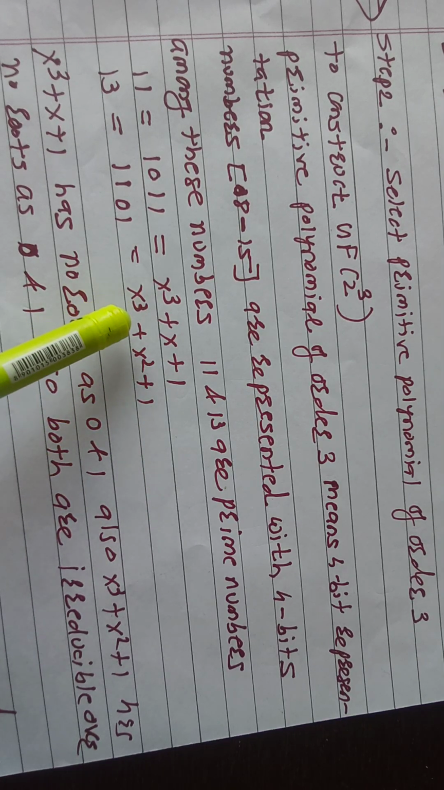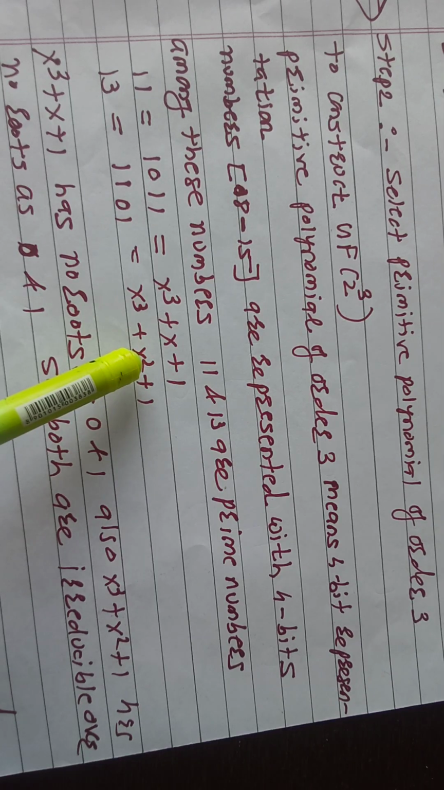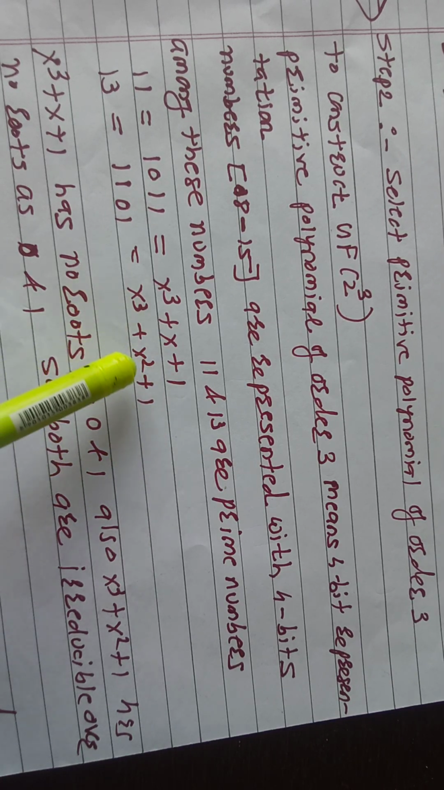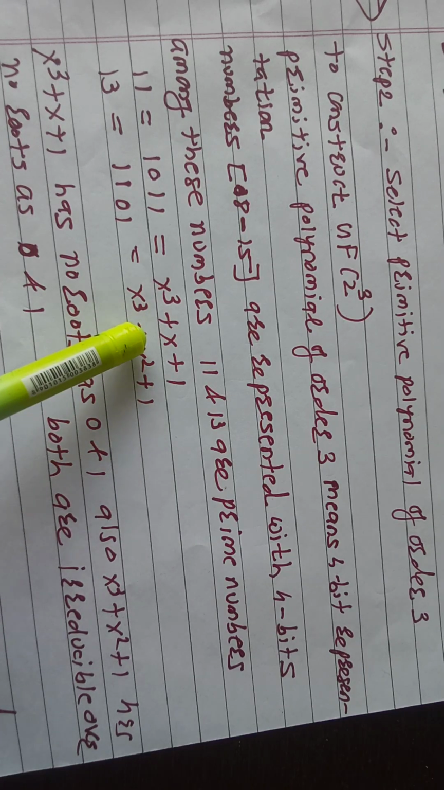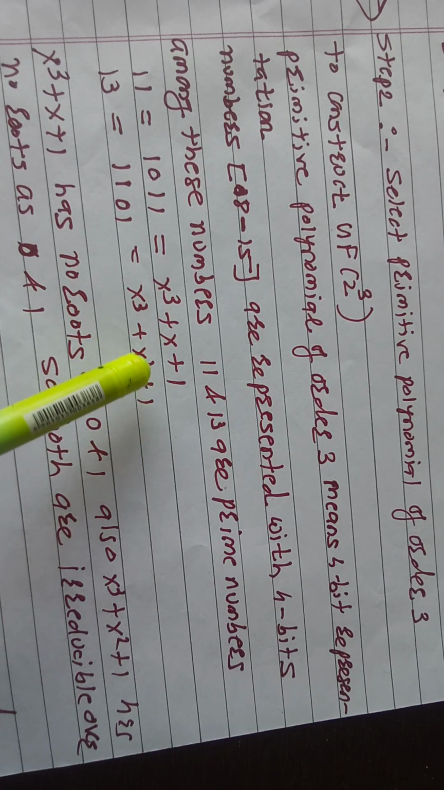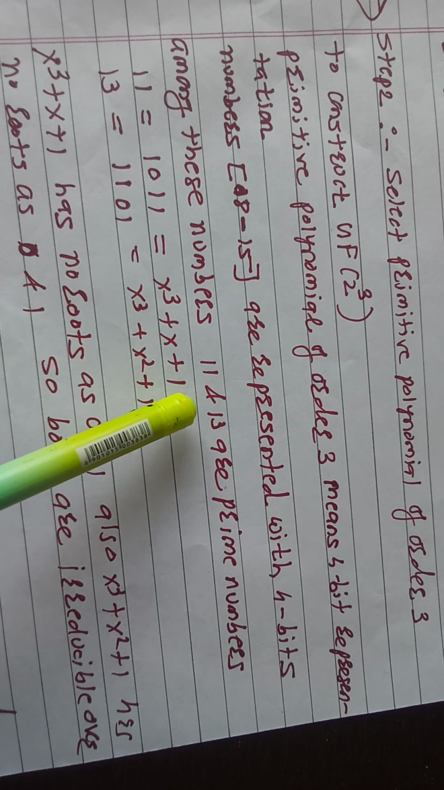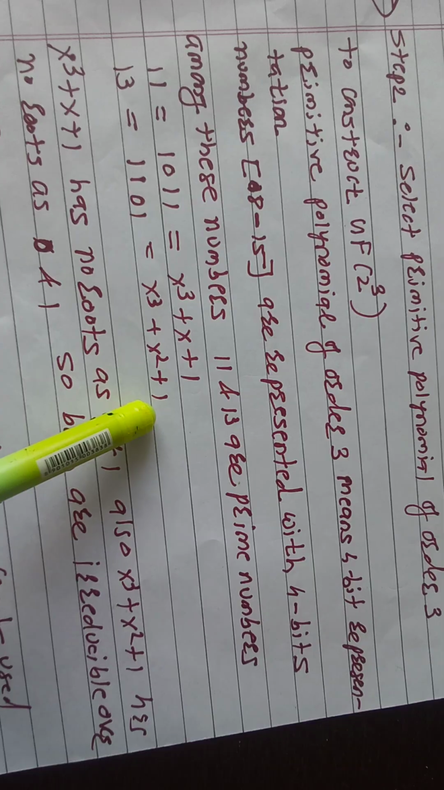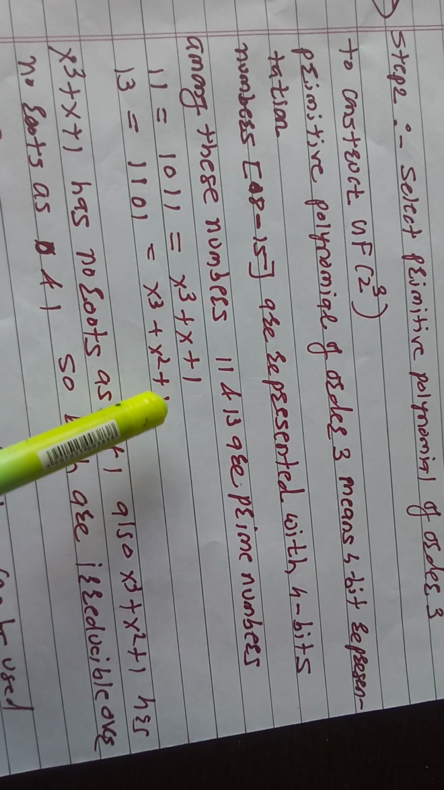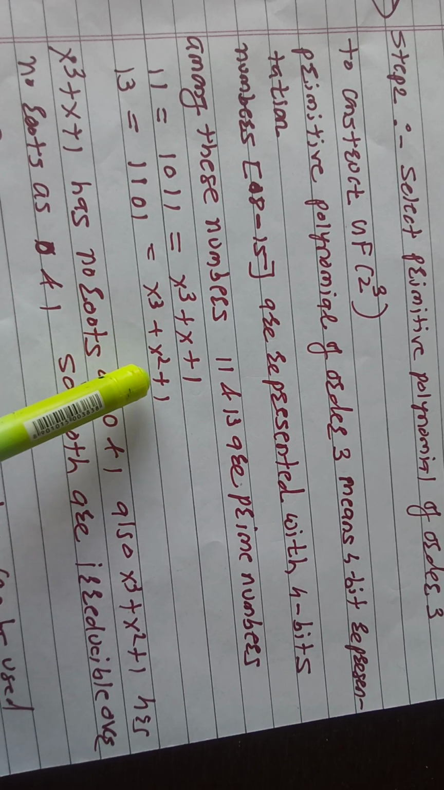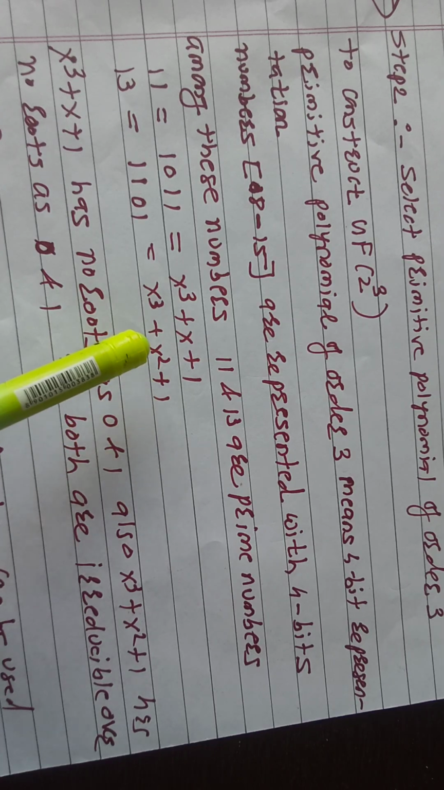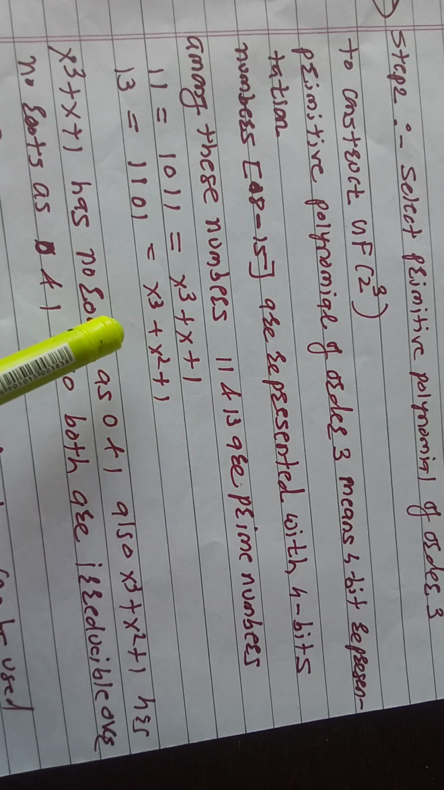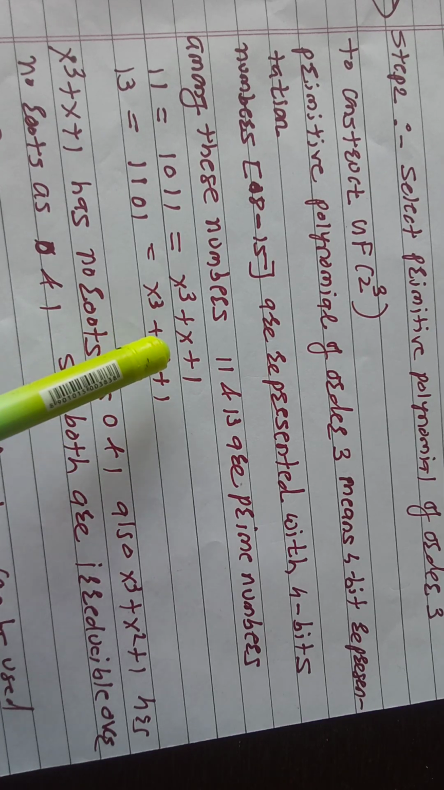If you put 1 here, there also 1 plus 1 is equal to 0, 0 plus 1 is equal to 1. So it is a mod 2 operation, Galois field 2 operation. So 0 and 1 are not roots of this polynomial also. So both these polynomials are irreducible over Galois field 2. In mod 2 operation, you have to remember that 0 plus 0 is 0, 0 plus 1 is 1, 1 plus 0 is 1, and 1 plus 1 is 0.